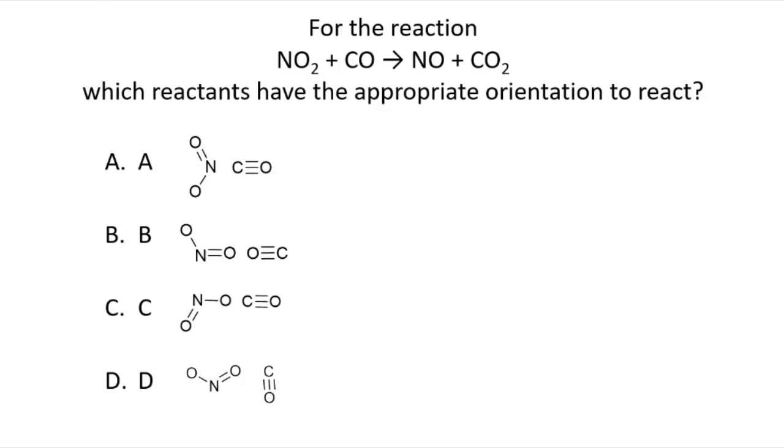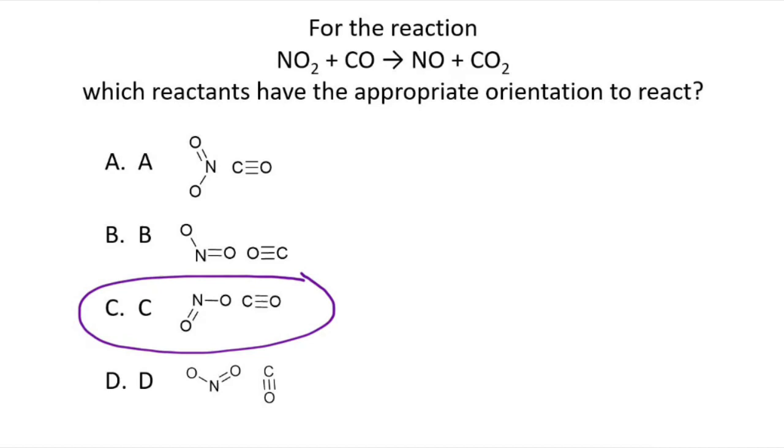So imagining this reaction where NO2 reacts with carbon monoxide to make NO and CO2, which of these reactants have the appropriate orientation to react? The best answer here is C, because the NO bond matches up with the carbon, so that when those collide with each other, they can interact and make the CO bond and break the NO bond.